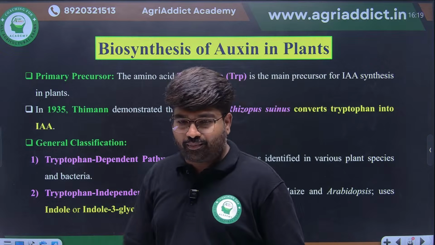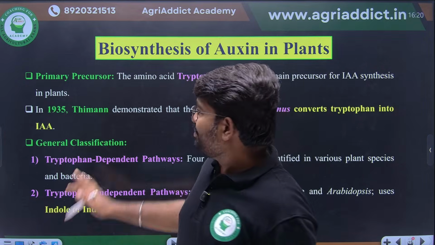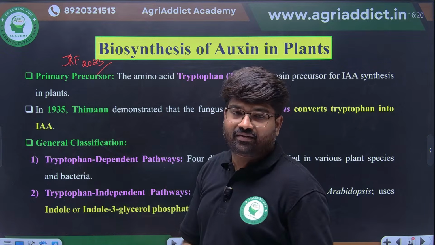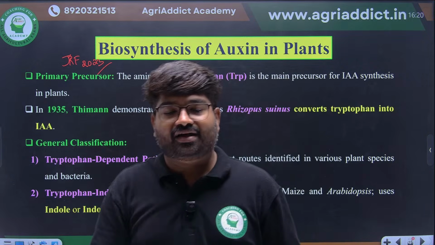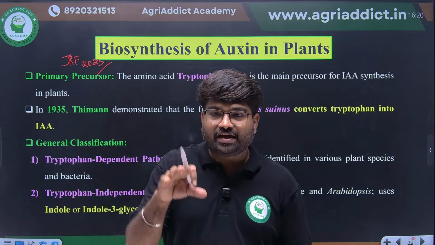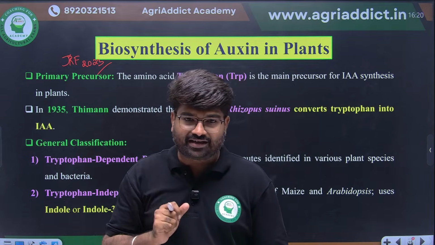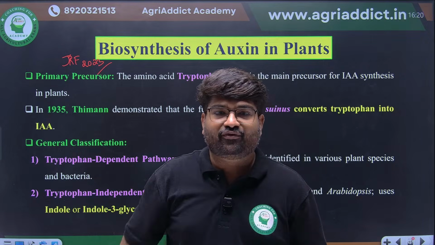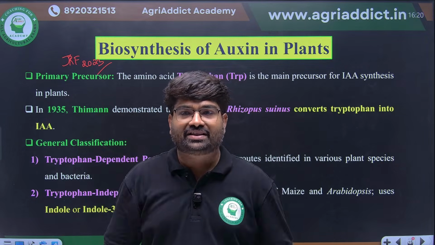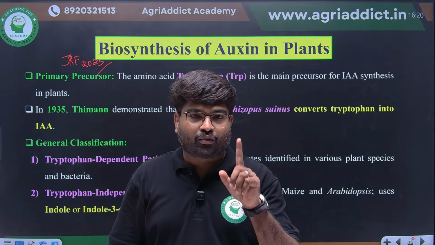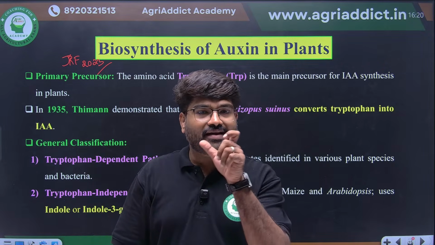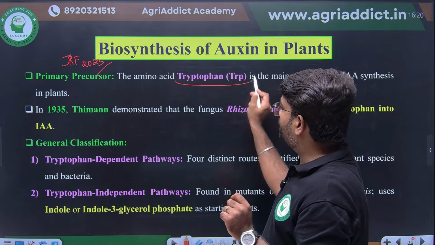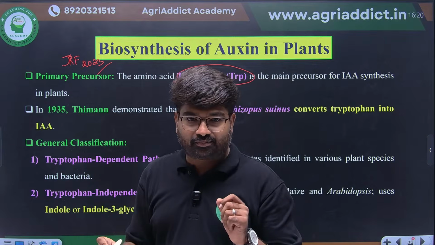Now we are going to see the biosynthesis of auxin. From here they have asked a question in JRF 2023. They gave different pathways of auxin biosynthesis and asked in which crop which pathway will be there. Broadly, auxin biosynthesis is classified into two types: tryptophan dependent and tryptophan independent pathway. The primary precursor for auxin synthesis is the amino acid tryptophan.